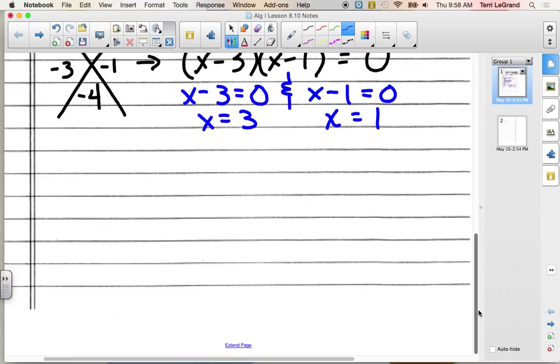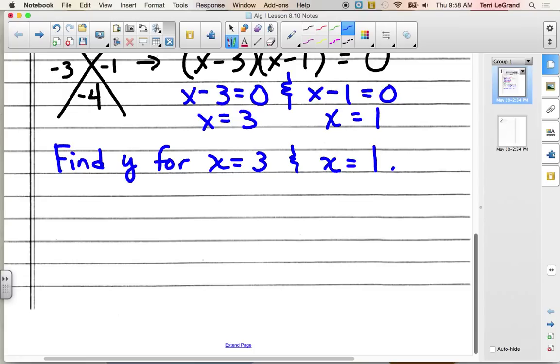So we have to find y for x equals 3 and for x equals 1. We have to do it for both of them. There are 2 points of intersection apparently.